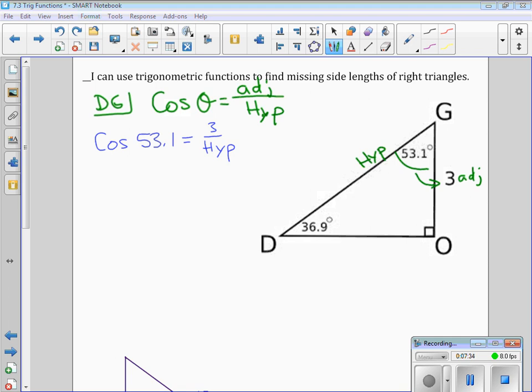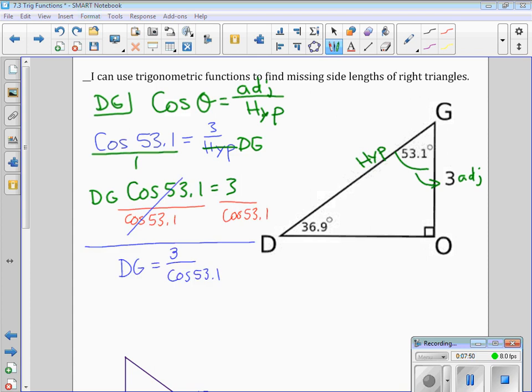All right, so now I've got to solve this. I'm going to go ahead and turn this into a ratio over here so I can cross multiply. And I'm going to go ahead and call this DG. All right, cross multiply. Let's divide out by that. All right, so then we have DG equals 3 divided by cosine of 53.1. That definitely looks different than the equation I had before. Let's go ahead and check our calculator and see how that pans out.